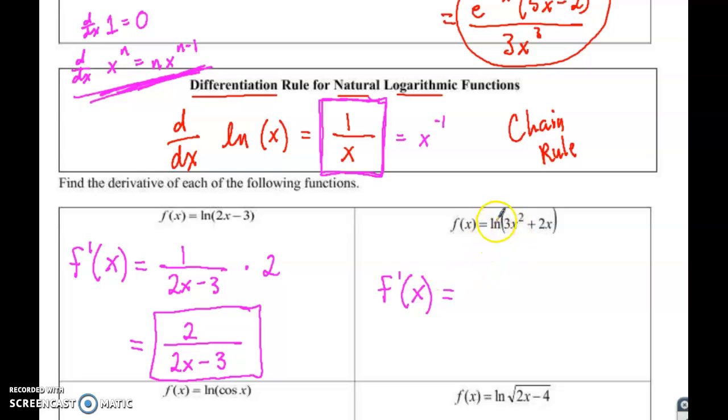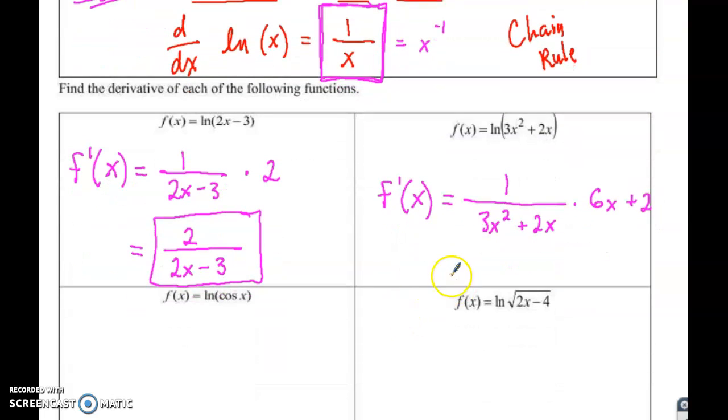So remember, the derivative of natural log is 1 over that function, 3x squared plus 2x. But then you need to multiply by the derivative of that function, which is 6x plus 2. But again, if you follow the advice of another teacher, they might just say, well, take the derivative of the inside, which is 6x plus 2, over the inside, 3x squared plus 2x. So this is your final answer for that problem.